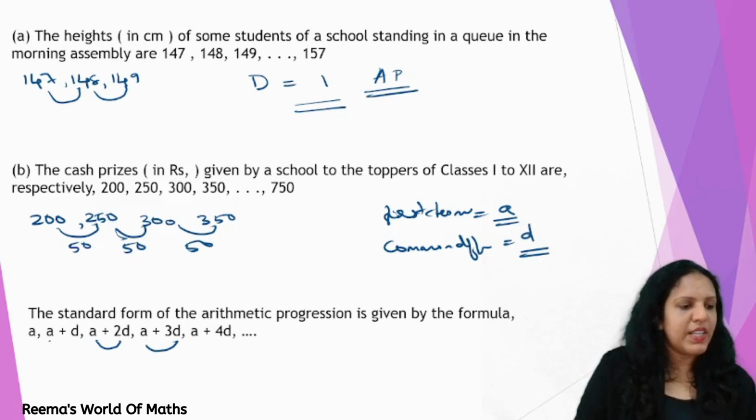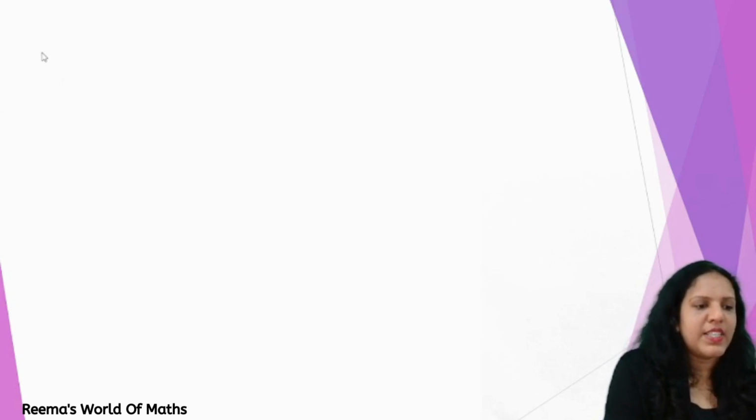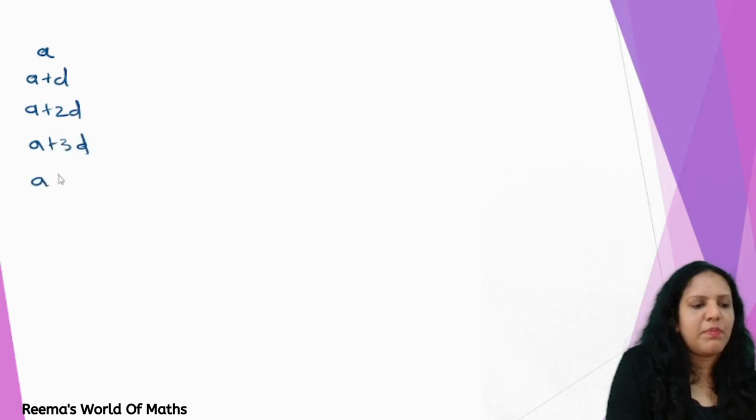Now let's see that in a different slide. So the standard form for an arithmetic progression is A, then the second term will be A plus D, the third will be A plus 2D, A plus 3D, and A plus 4D.